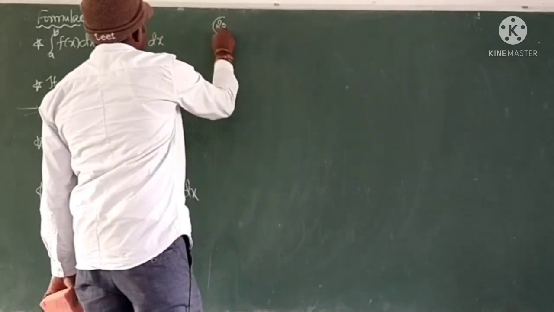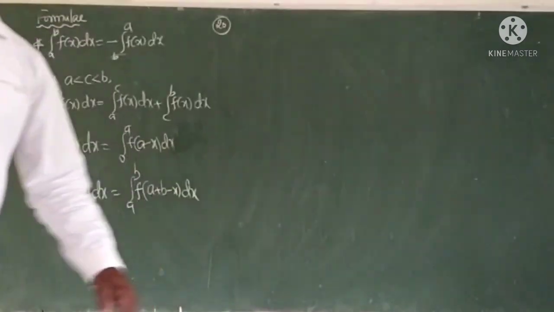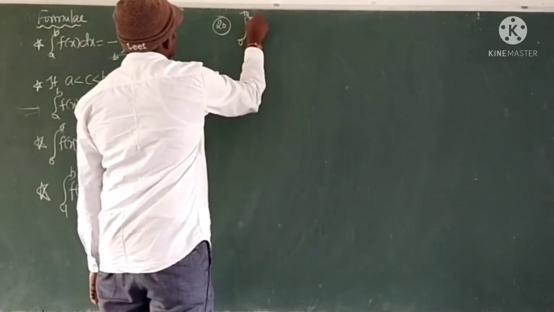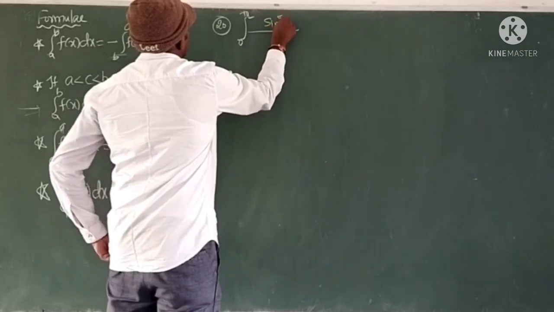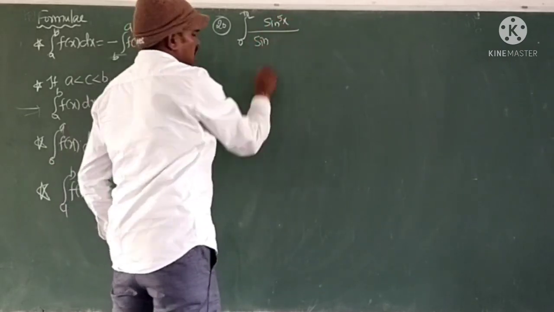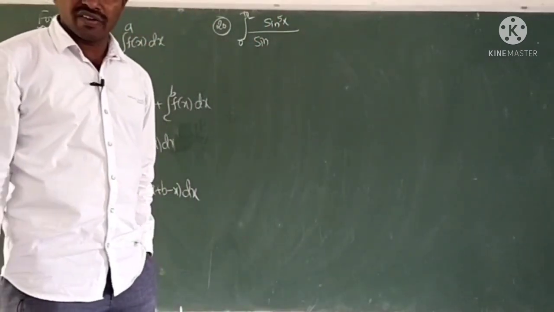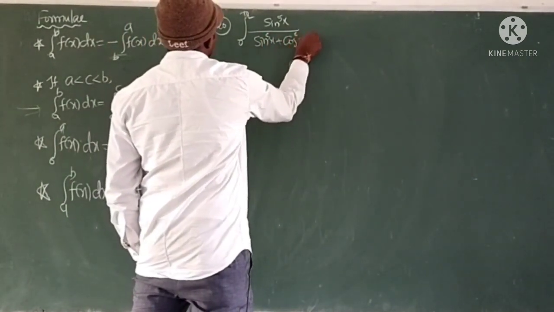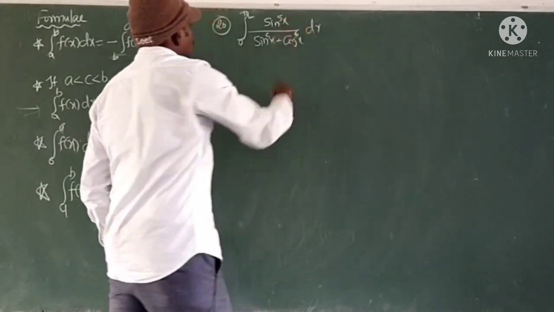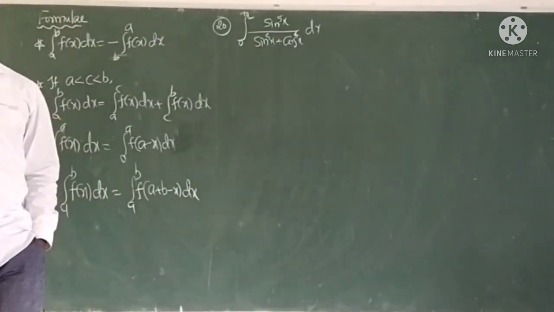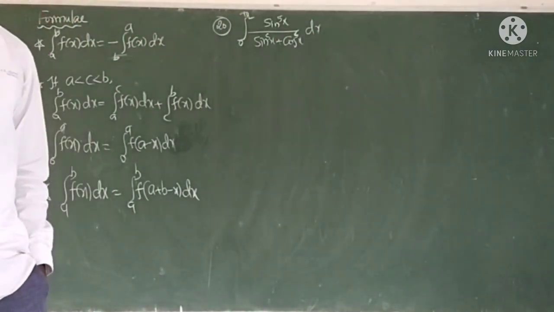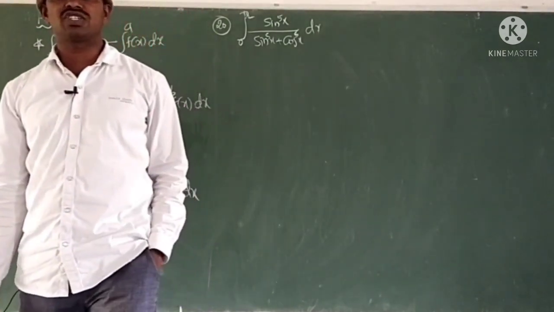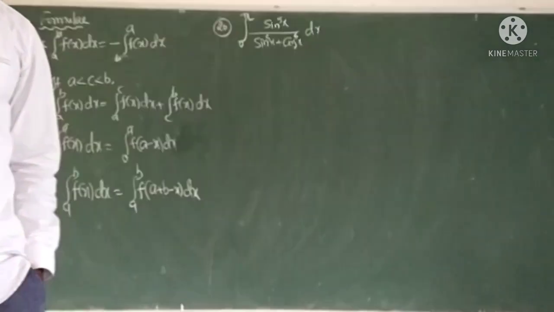Yes, 20th, a very short question. Integration 0 to pi by 2 of sin power 5x by sin power 5x plus cos power 5x dx. Okay, so this is also important for 4 marks. Sometimes it may be asked for 2 marks and sometimes for 4 marks, because in 4 marks also the same type of questions are there.